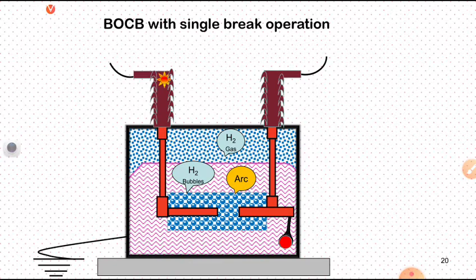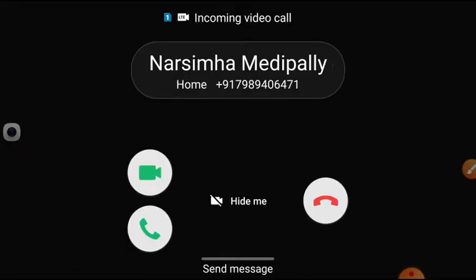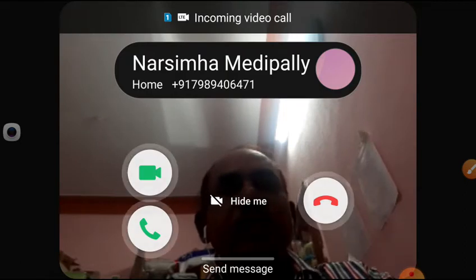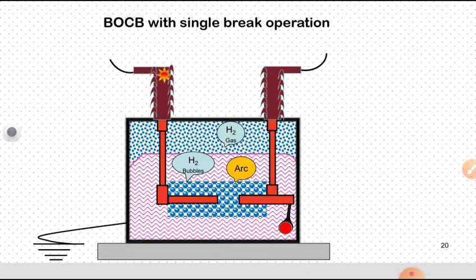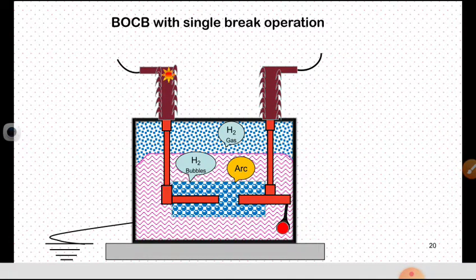It creates electrons, negative charge electrons, and positive ions. These are very active in the arc. They try to flow like flexible conductors. Due to the high temperature, the arc, which is at about 5000 degrees Kelvin, contacts the oil at high temperature.